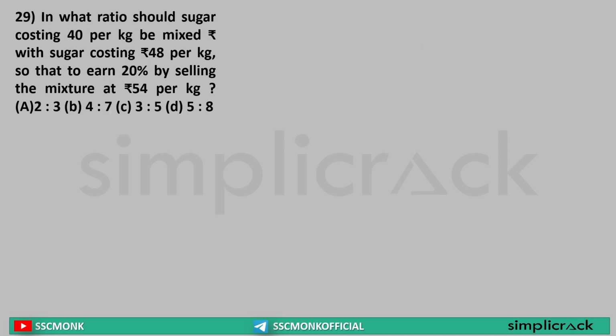Next, in what ratio should sugar costing 40 per kg be mixed with sugar costing 48 per kg so as to earn 20% by selling the mixture at 54 per kg? But I can't write 54 here because it is all about cost price, so everything should be in cost price. This 54 per kg is with profit 20%, that means 6 by 5. So the 6 part is 54, so 1 part will be 9. So the 5 part will be 5 into 9, that is 45.